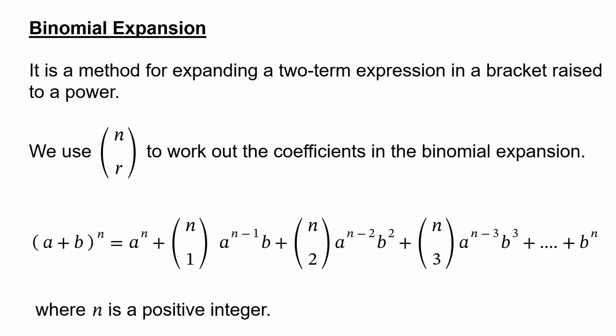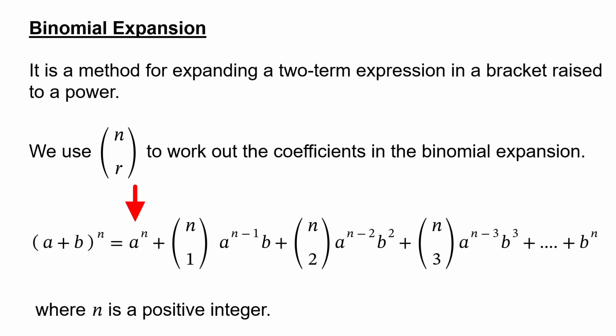Also, I want you to notice that the power of a, which is n, decreases as we go. So I think you can see here that we've got n, then the next term is n minus 1, so it is decreased by 1, then n minus 2, then n minus 3. So the power of a decreases by 1 as we go. And at the same time, the power of b increases by 1 each time as we go. So b has a power of 0 here.